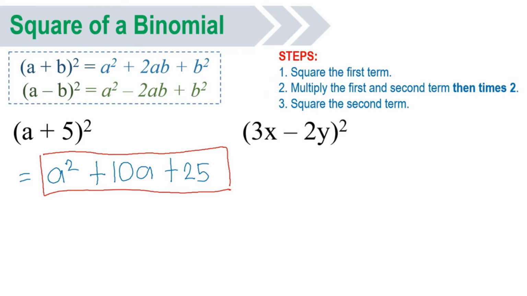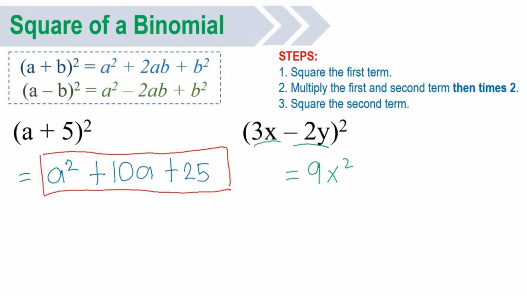Let's try this again. Second example, we have 3x minus 2y. First step, square the first term. 3x times 3x, you will have 9x squared. 3 times 3 is 9. X times x is x squared. Then, second step, multiply the first term, which is 3x, and the second term, which is negative 2y.